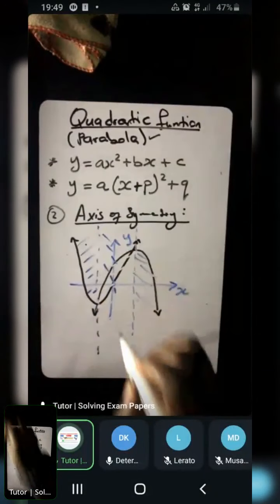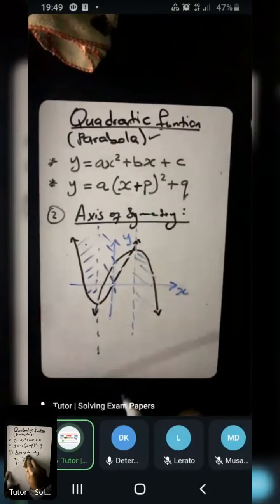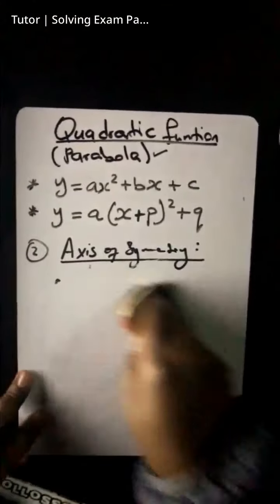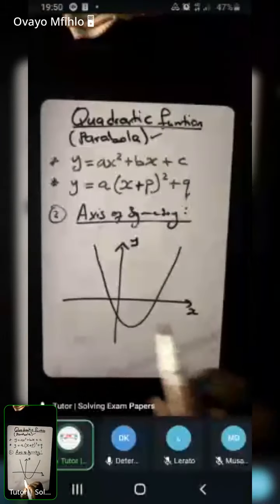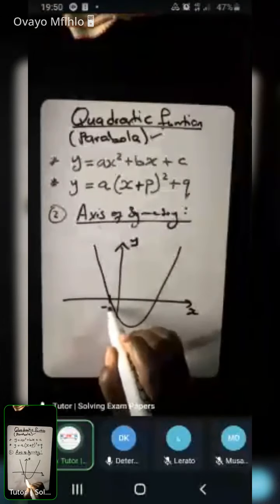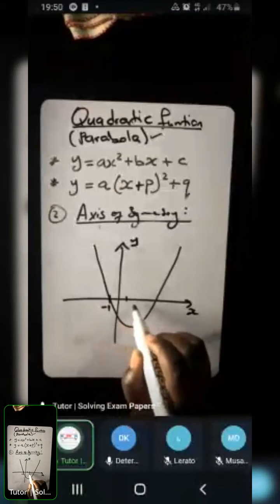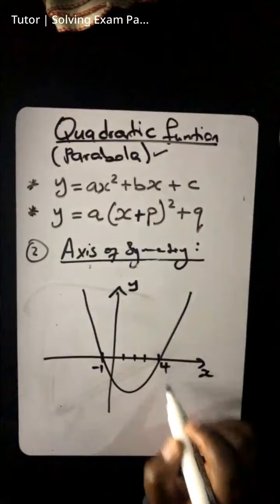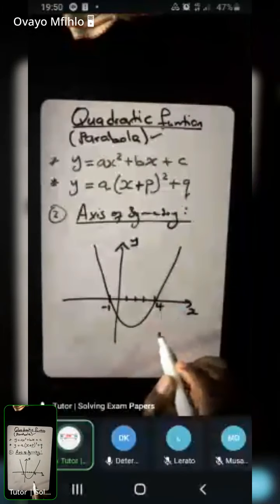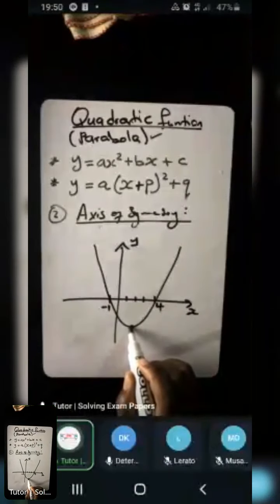Let me just draw one function and explain in each case. So we've got a Cartesian plane where we've got x and y. Let's say you've got that. Then let's say from there you've got -1. Let's say 1, 2, 3. Let's say you've got 4 over there. So this is the turning point of that function.